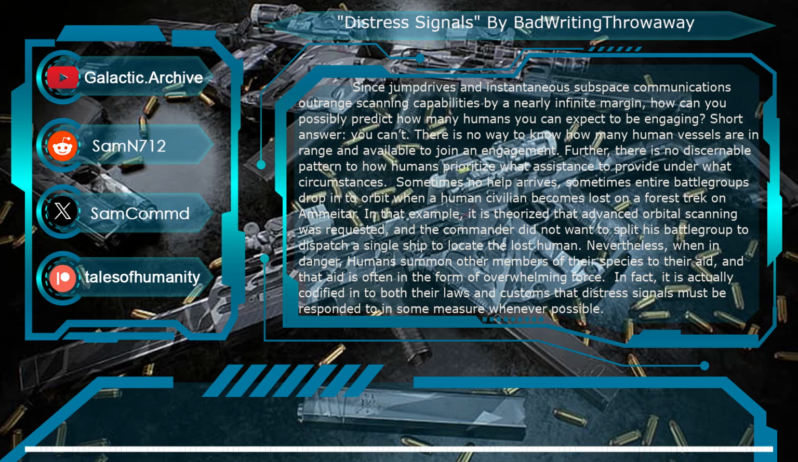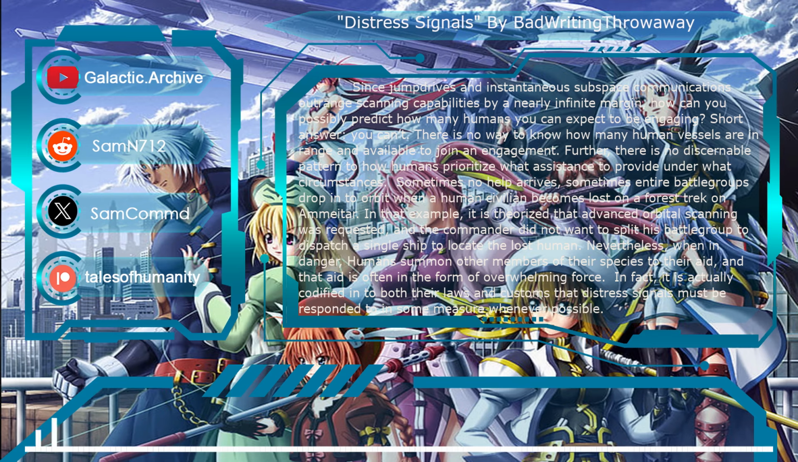Sometimes no help arrives, sometimes entire battlegroups drop into orbit when a human civilian becomes lost on a forest trek on Amateur. In that example, it is theorized that advanced orbital scanning was requested and the commander did not want to split his battlegroup to dispatch a single ship to locate the lost human. Nevertheless, when in danger, humans summon other members of their species to their aid, and that aid is often in the form of overwhelming force.